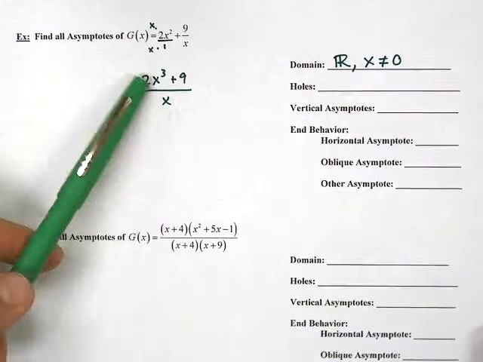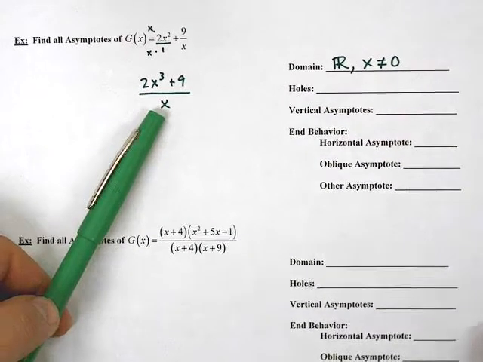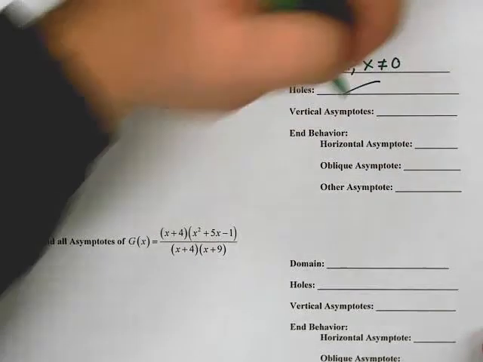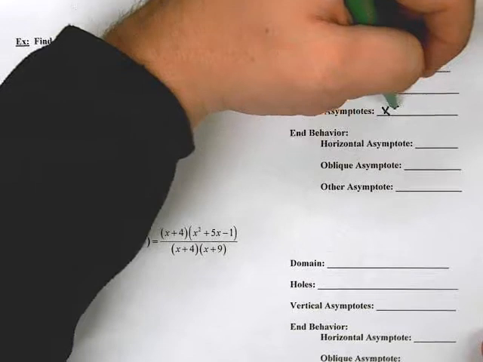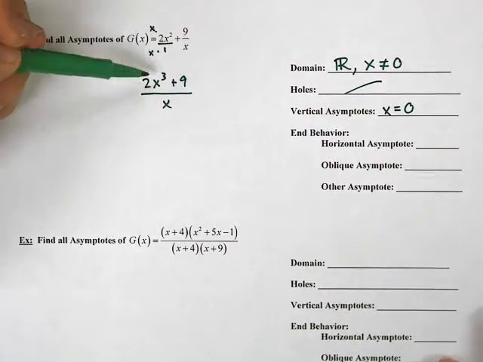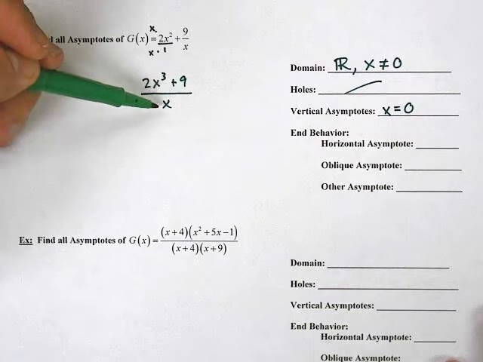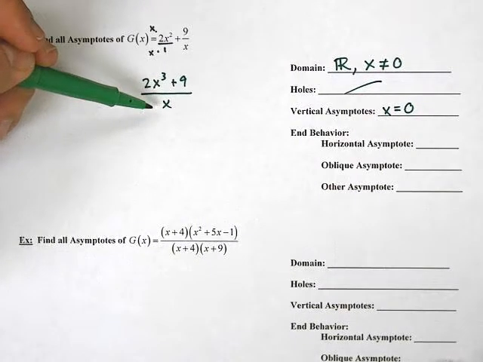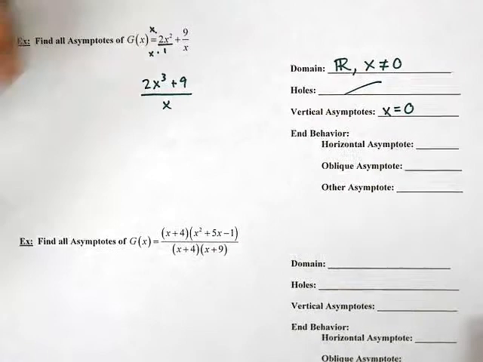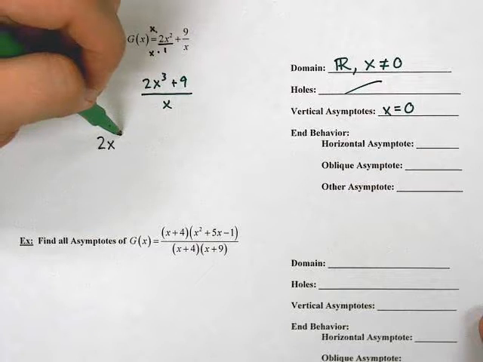Now, does this cancel out? No, it does not. This does not cancel out, so this is not a hole. This is just a vertical asymptote at x equals 0. The last thing you need to keep in mind is end behavior. In end behavior, you have to figure out what's going on with the degrees of the top and the bottom. So we look. Numerator is a degree 3, denominator degree 1. That means the top is larger than the bottom, and we have to long divide.